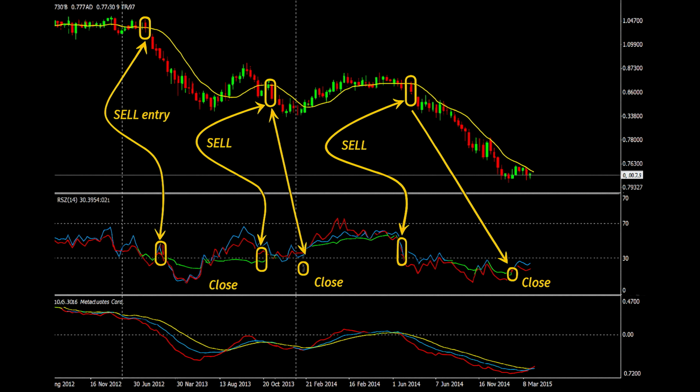close when momentum stalls. I will walk you through each trade example step by step and explain the exact rules, risk management, and common mistakes to avoid.